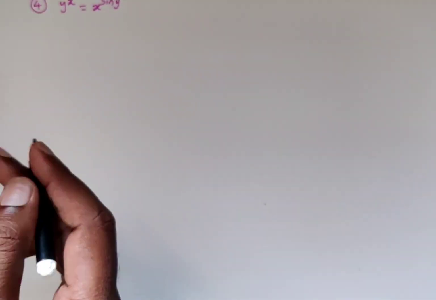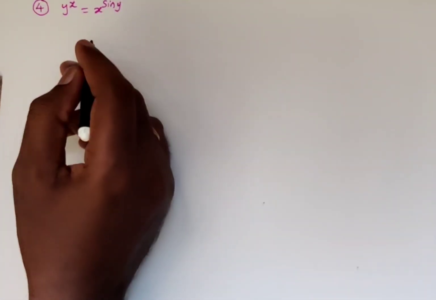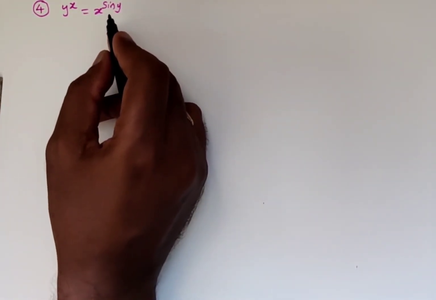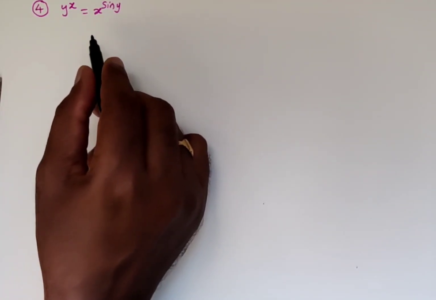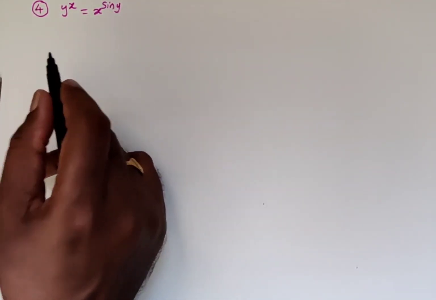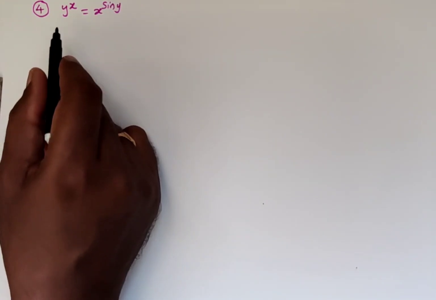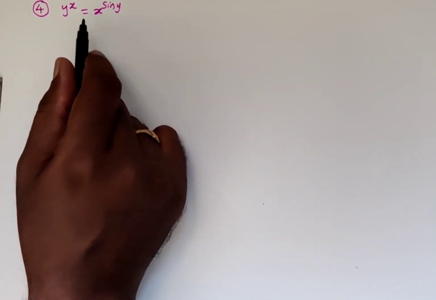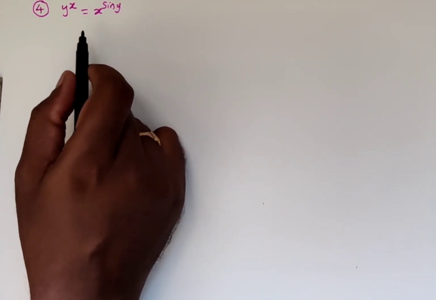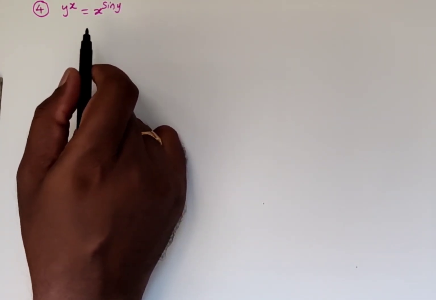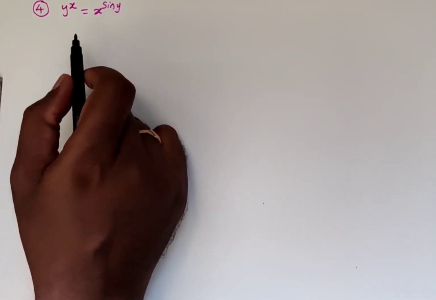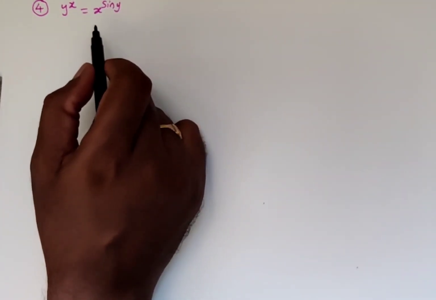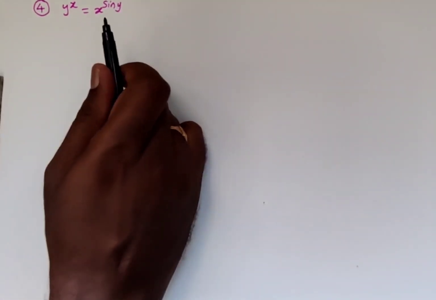So the next problem, fourth one, that is y to the power of x equals x to the power of sin y. So the given equation is an implicit function, y power x minus x to the power of sin y equal to 0, since we cannot express this as y equal to f of x. So here we need to apply the implicit differentiation for this. So before that, it is in the form of f power g. So you know how to evaluate f power g form.